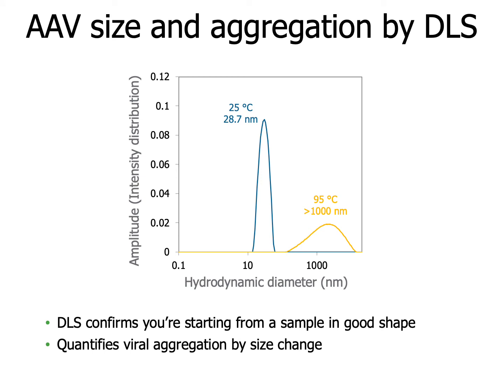Uncle's DLS is also very useful for AAV samples, where in this case we're looking at DLS from before and after a thermal ramp experiment. At 25 degrees Celsius, our AAV diameter is about 25 to 30 nanometers, which is great and what we expect for an intact and monodispersed AAV capsid. After the thermal ramp, at 95 degrees Celsius, we see aggregation, which is what we expect and what the SLS indicated for this sample as well. So this is great because we're able to confirm that we're starting with a sample that's in good shape and that we can rely on the thermal ramp results as an experiment that was performed on a single non-aggregated sample of AAV.